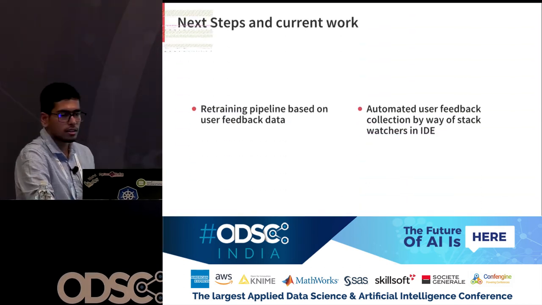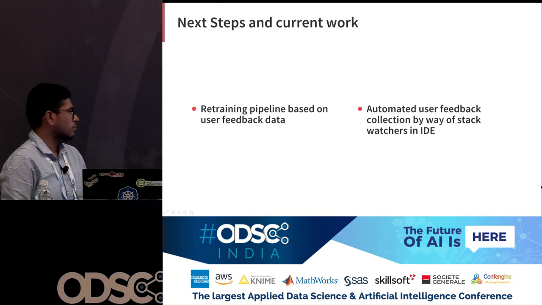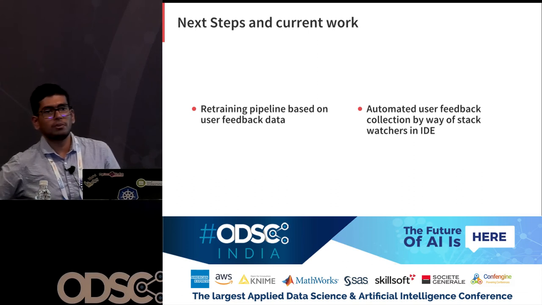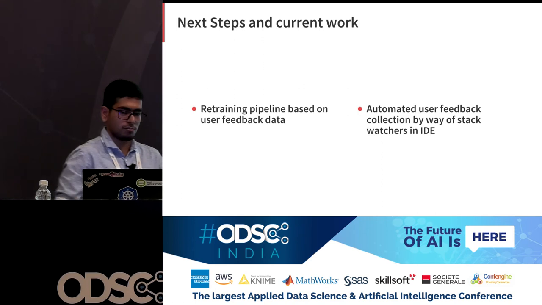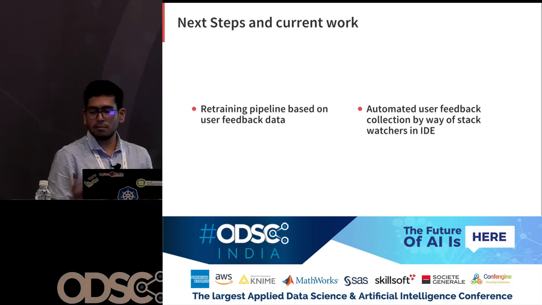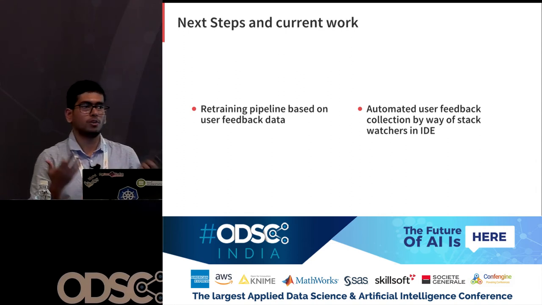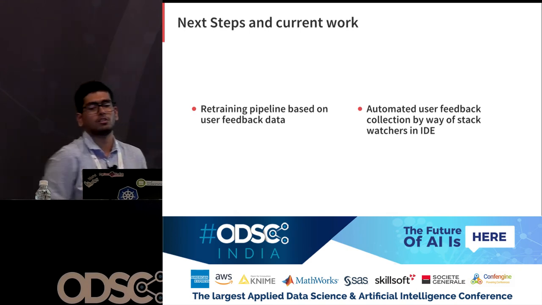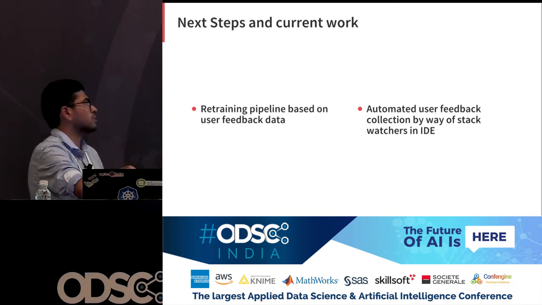And the last thing that I would touch upon is the next steps and the current work in this picture. Definitely we are working on an automated retraining pipeline, like I talked about. Also, an interesting thing is that not a lot of people give us explicit feedback. So to collect implicit feedback, when people code inside Visual Studio Code, if they act on our recommendations, those recommendations will start getting added to their stacks. If they are adding them to the stacks, you can start monitoring the stacks and figure out if they are acting on our recommendations. That way we are also building an implicit feedback loop on top of our explicit feedback loop.